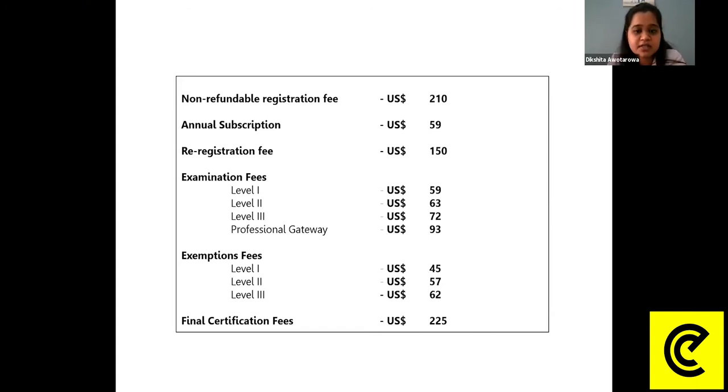As far as the exam papers are concerned, level 1 papers are $54 each, level 2 papers are $63 each, level 3 papers are $72 each, and the professional gateway papers are $89. There is an exemption fee for level 1, level 2, and level 3, which are $45, $57, and $62 for each paper in every level. So, of course, we do have a final certification fee that's $225. So on average, for the ICCE charter program, you will be spending between 1,200 to 1,500 USD from start to finish for you to receive your ICCE certification.